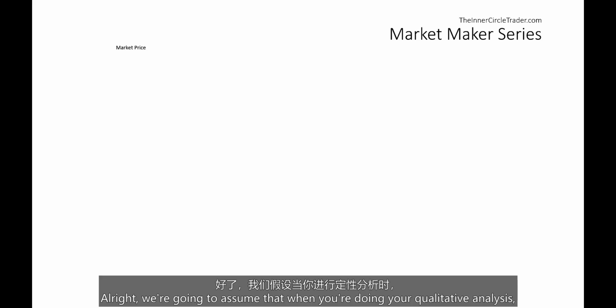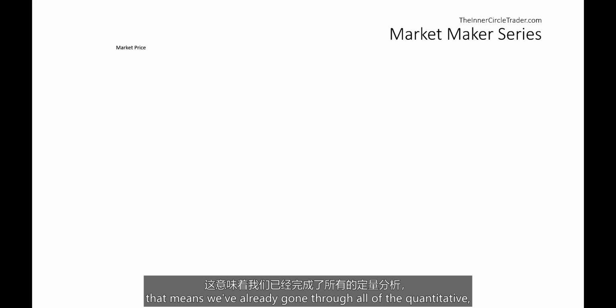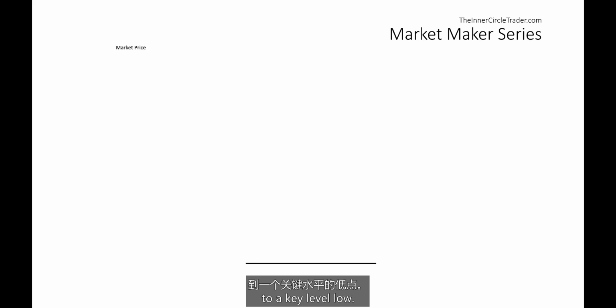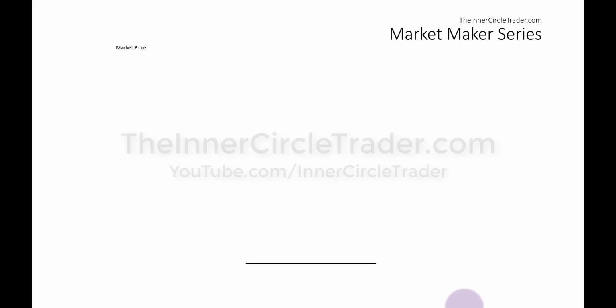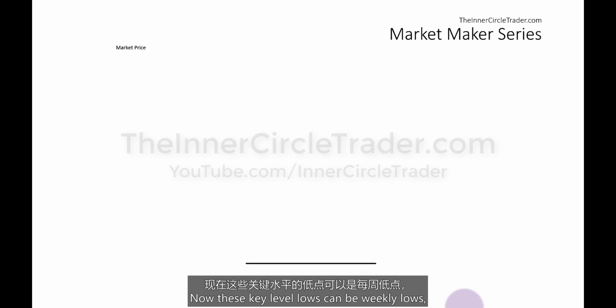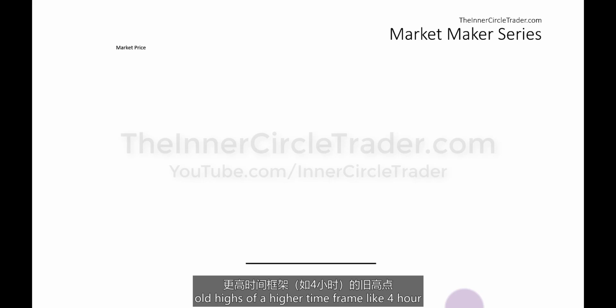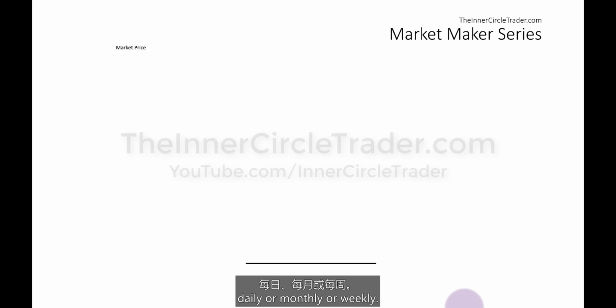Alright, we're going to assume that when you're doing your qualitative analysis, that means we've already gone through all the quantitative. We're assuming that the market price is up here, and your analysis suggests that there is a move likely to ensue that takes us down to a key level low. Now these key level lows can be weekly lows, old highs of a higher time frame like 4-hour, daily, monthly or weekly.